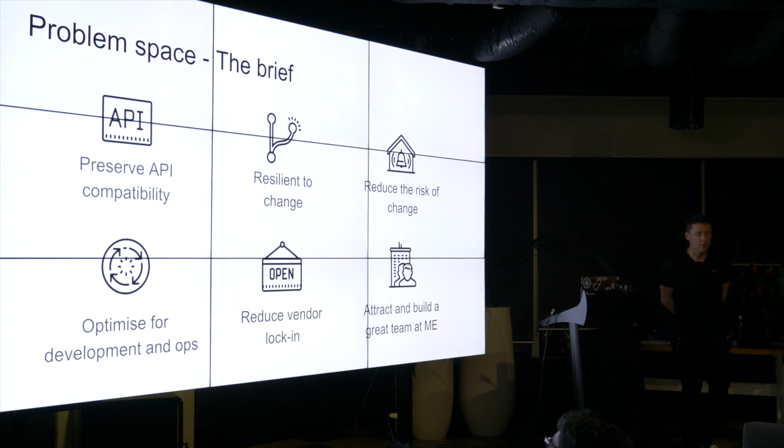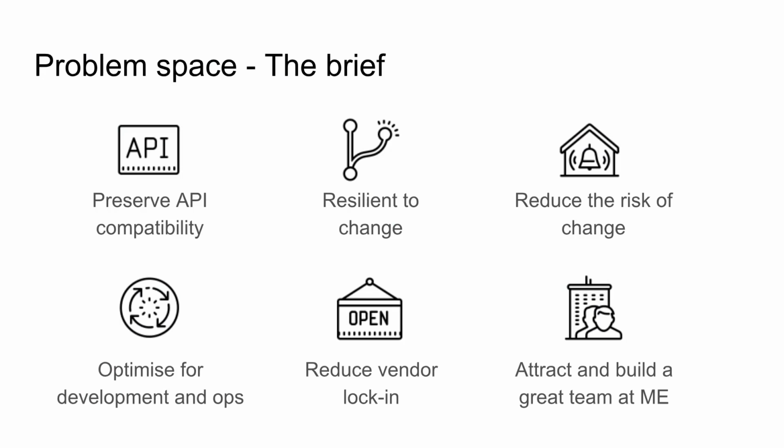So the brief. When we were asked by ME to provide a new solution, the number one thing was to preserve API compatibility. The reason for that is that it's a big enough program of work just replacing an ESB platform without trying to change the systems around it. So the first thing we have to do is preserve those existing contracts and try not to break anything.